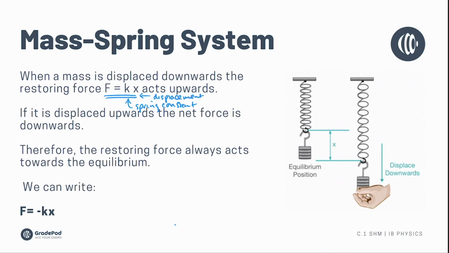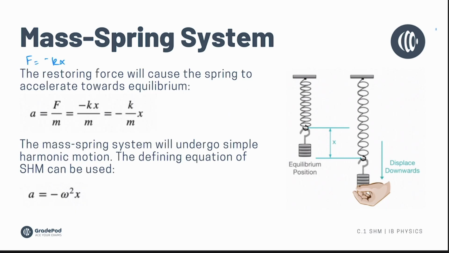And because the restoring force is always acting towards the equilibrium, instead of using F equals kx, we can use F equals minus kx, because we know that the force is always acting in the opposite direction to the displacement. This restoring force acts towards equilibrium, but also causes the spring to accelerate.